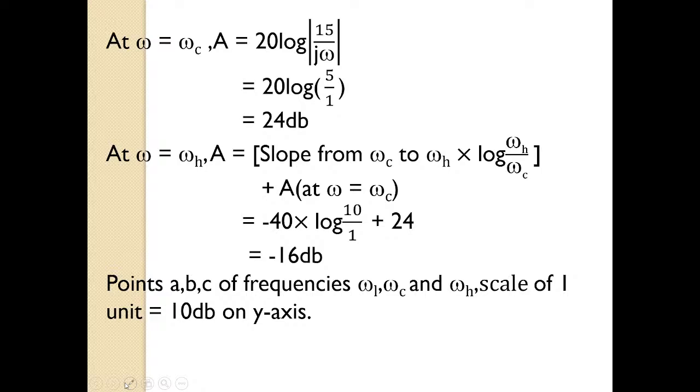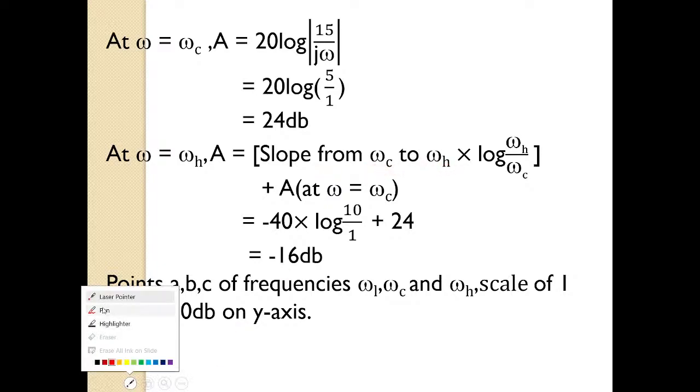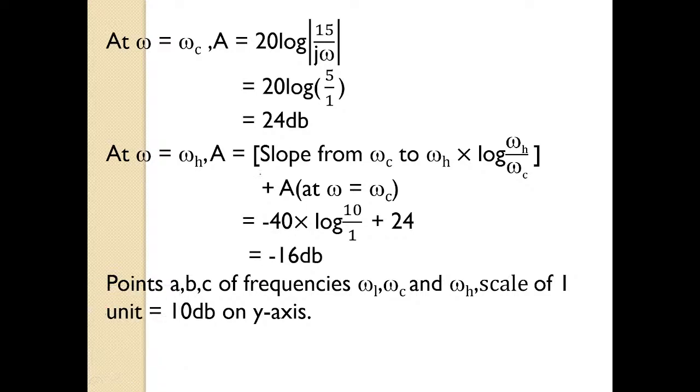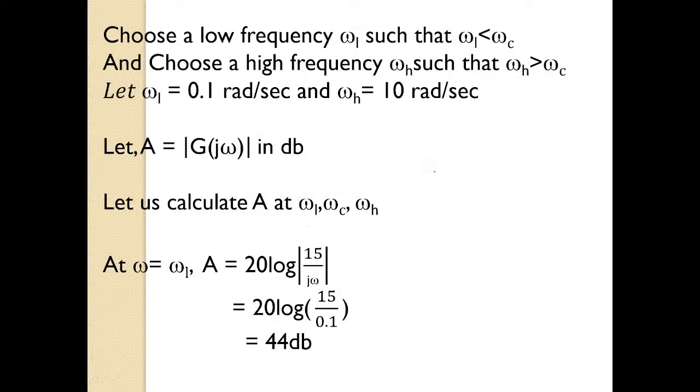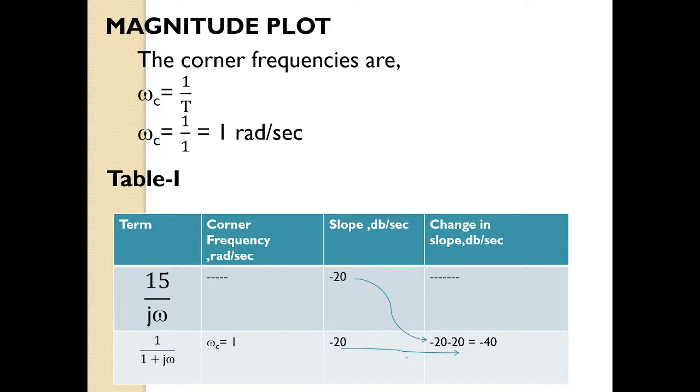What is omega H value? 10 radians. Okay. So for that, the formula is slope from omega C to omega H times log omega H by omega C plus A at omega equal to omega C. So what is the slope from omega C to omega H? It is minus 40.